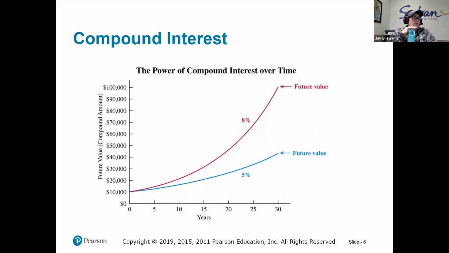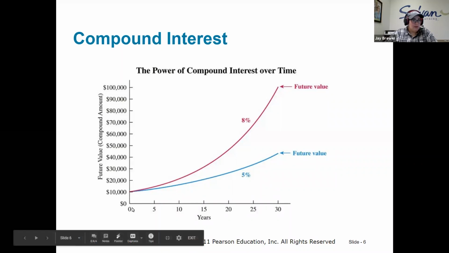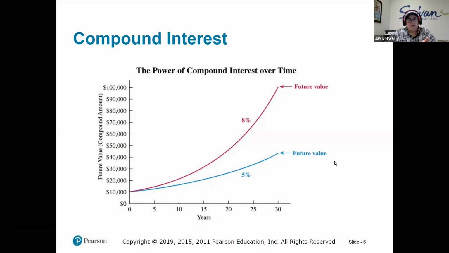Okay, so this is the power of compound interest over time. Obviously, simple interest is going to go even slower than this, and obviously, most of us probably don't have $10,000 sitting in the savings account, right? We might have $10,000 in the bank, but you got to add everything up. All right.